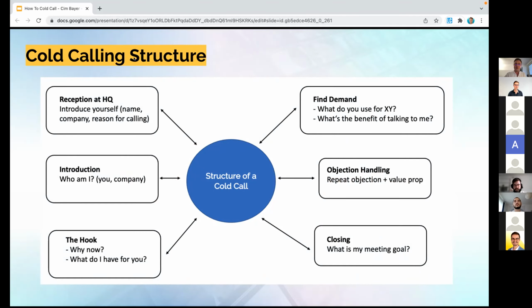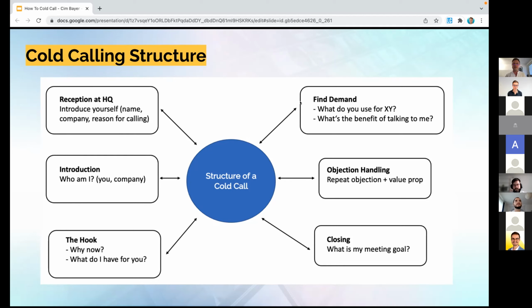And I'm going to talk about this a little bit more in the next slide. So I just want to keep it short here. And then the next step, if the gatekeeper, the receptionist, would transfer you to your prospect, then you give a quick introduction. Then you would come up with the hook. And I also put always some questions here, which you have to keep in mind and which you should answer during your conversation, right? So after the hook, you would try to find out his demand.